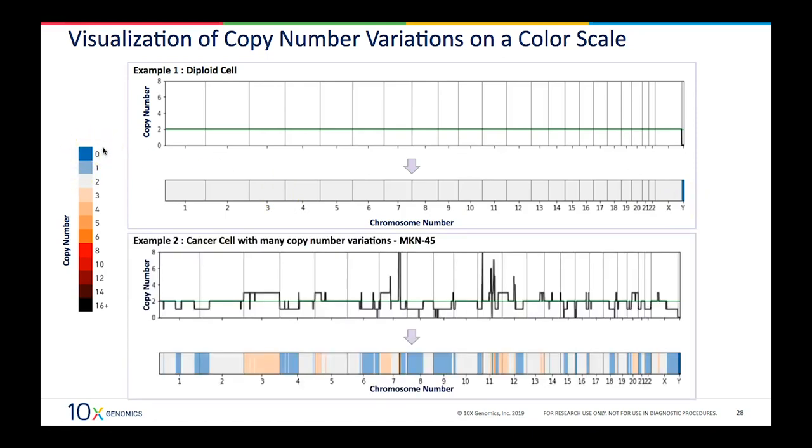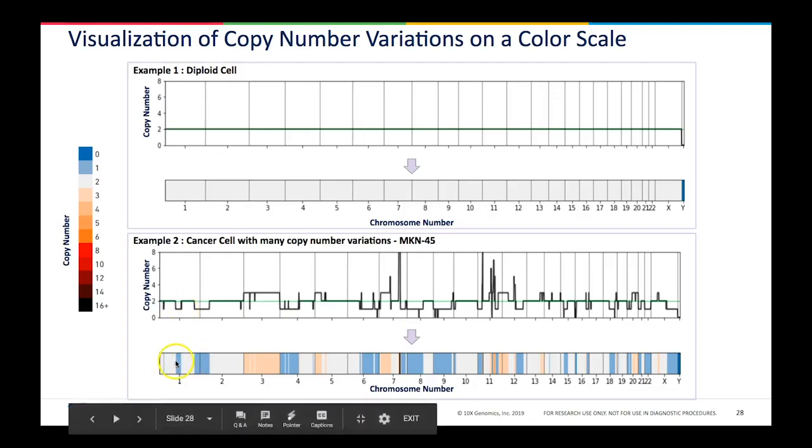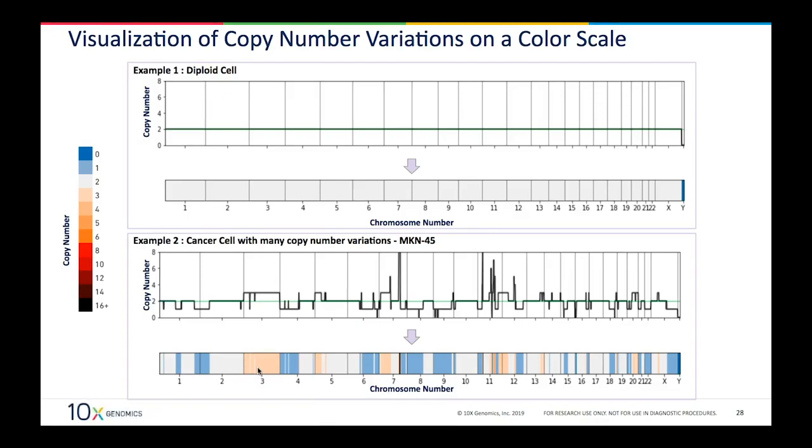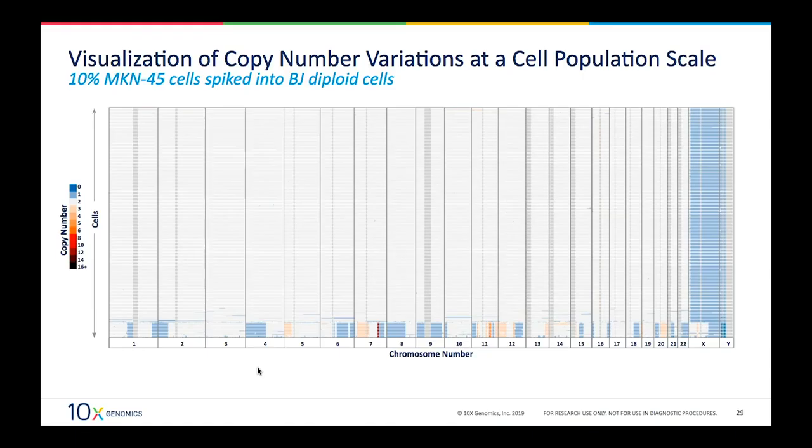Another example is this MKN45 that I mentioned earlier, which is a cell line with a lot of copy number variations. And then you start seeing how MKN45 has regions that have a copy number of 2, some regions that have a copy number of 1. And here, if you display them on a heat map, you see that the region of 2 is displayed in gray and the region of 1 is displayed in blue, and so on. So it's interesting to visualize with this method, because you can start visualizing the copy number variation over hundreds or thousands of cells just by looking at a heat map.